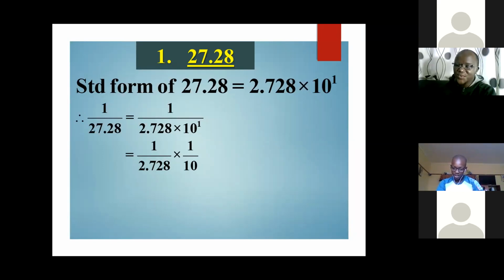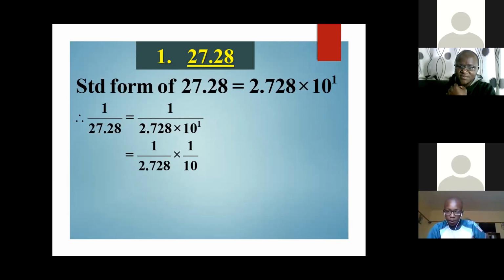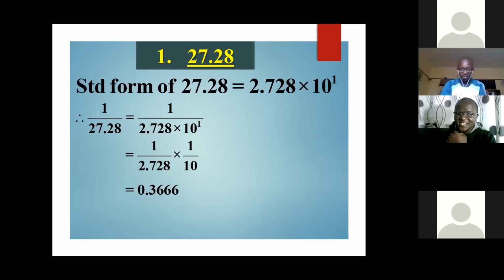And then we now read from our mathematical tables the reciprocal of 2.728. What is the reciprocal? 0.3666. And then what about 1 over 10?